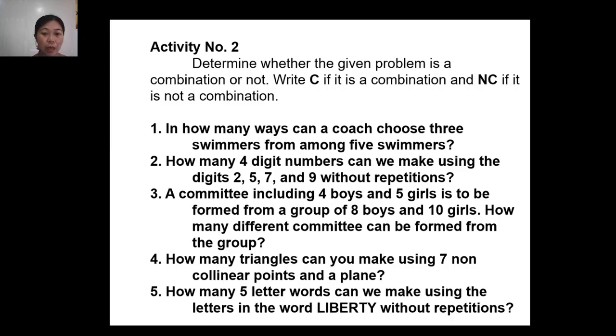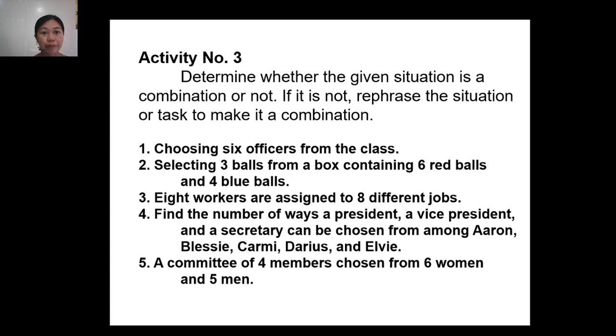Next, what about activity number 3? For activity number 3, what you are going to do is to determine whether the given situation is a combination or not. If it is not, replace the situation or task to make it a combination. So, it's just the same with the given examples that we have earlier. So, you're going to determine if it is a combination, and if it is not, you're going to replace the situation to make it a combination.